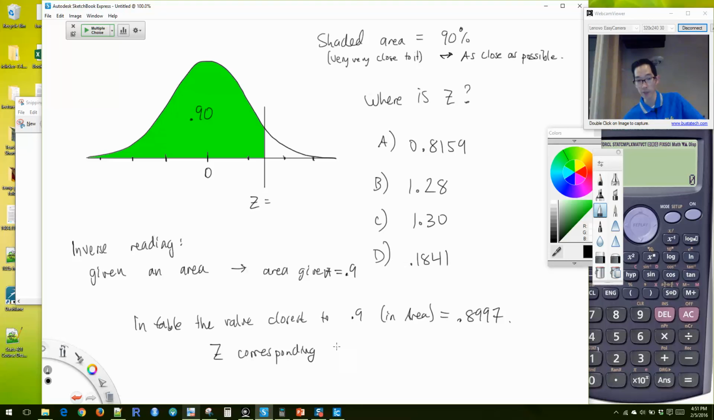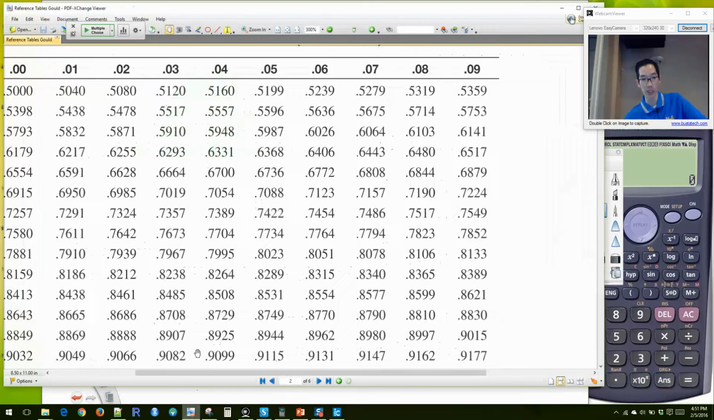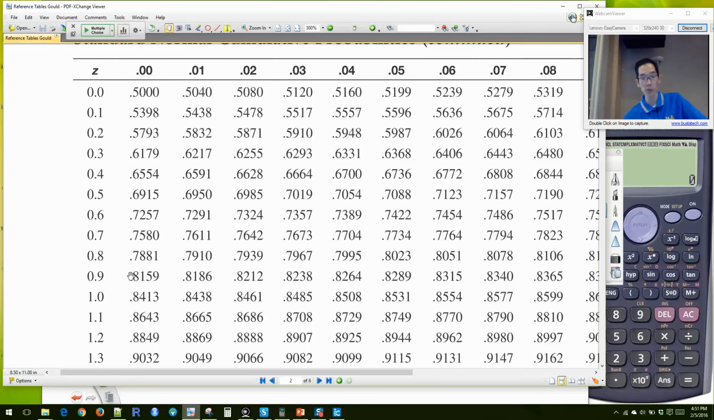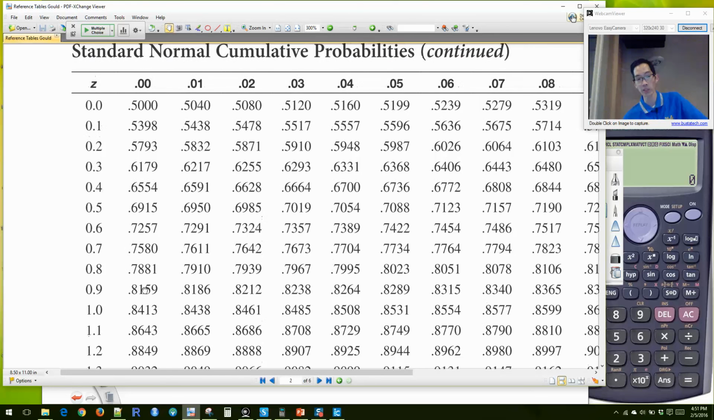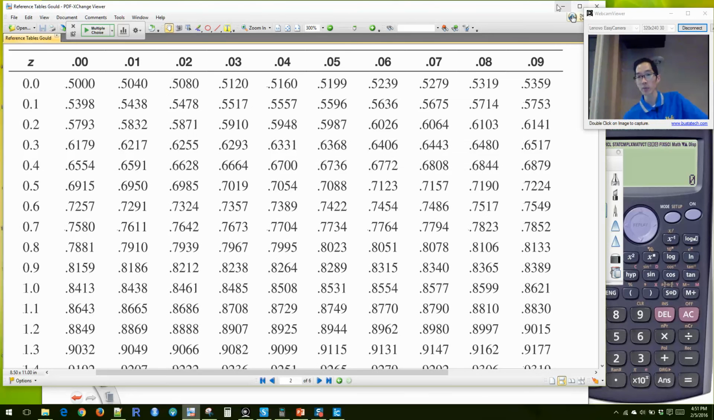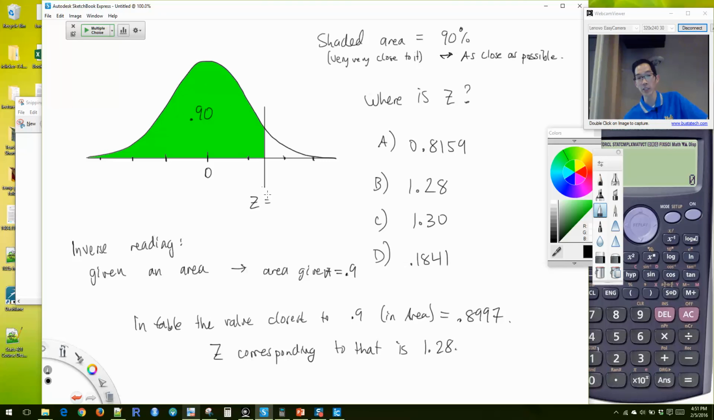Now, a few of you looked up, mistakenly, z equal to 0.9. Z equal to 0.9 will give you this, but this is not what we're looking for. According to the picture, we are given the area and we want to find the z. So in some situations you are given the area and you want the z, and in other situations you're given the z and you want to find the area. So make sure you don't mix those two things up.